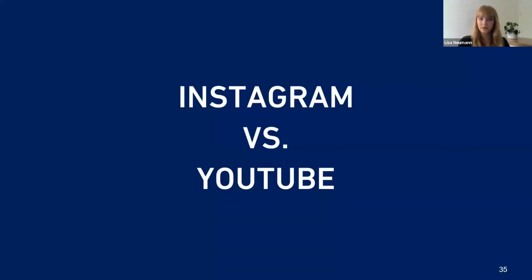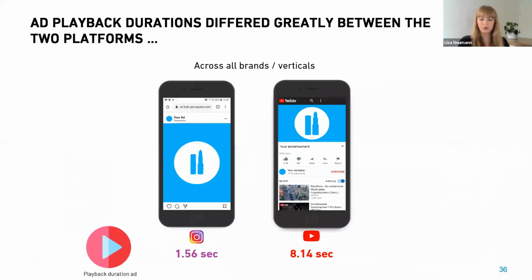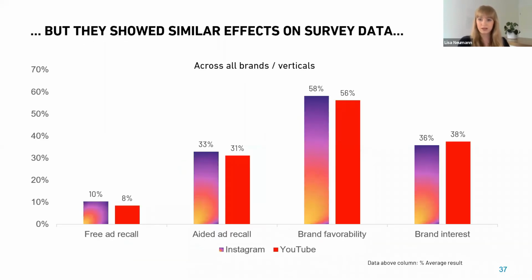And this difference between YouTube and Instagram leads us to our next chapter. We took a closer look at the performance of the Instagram and YouTube ads and found some interesting result patterns here I will share with you now. So to begin with, the ad playback duration differed greatly between the two platforms. YouTube was played significantly longer with about 8 seconds versus 1.5 seconds for Instagram. And this may not be very surprising to you, but what is surprising is that both platforms showed similar effects.